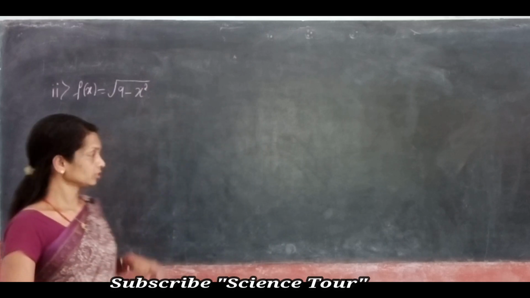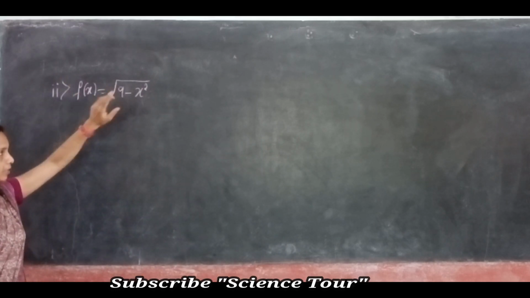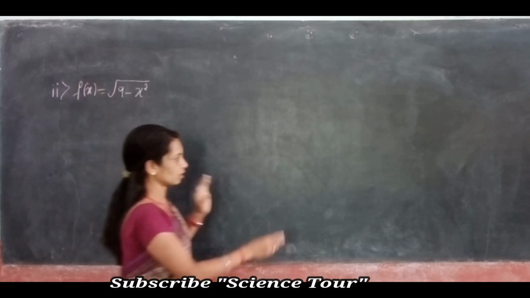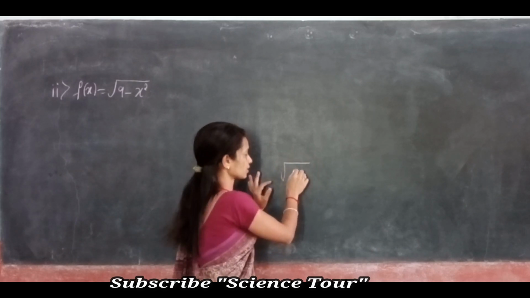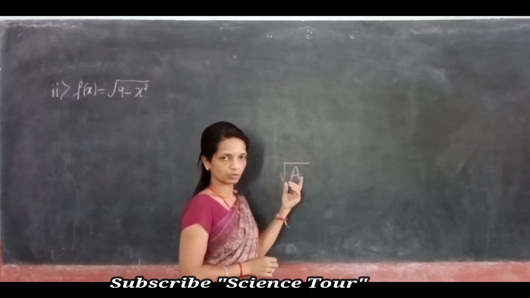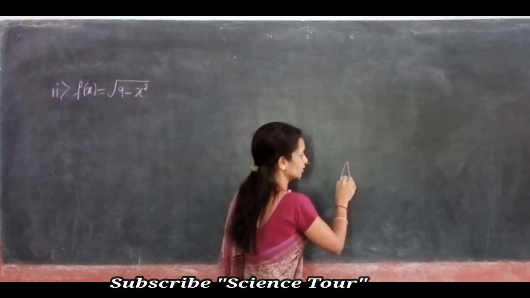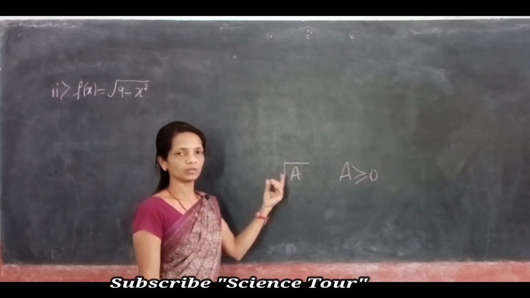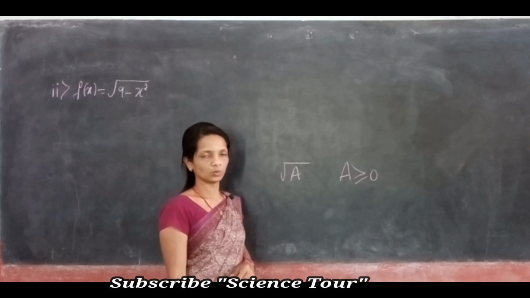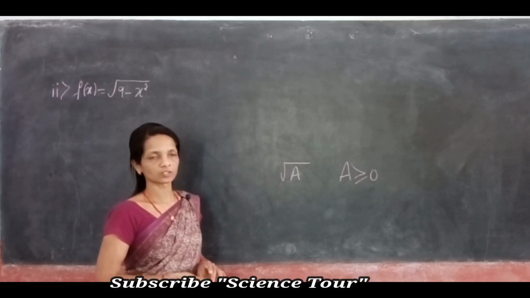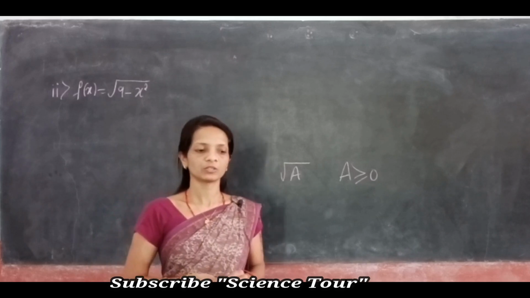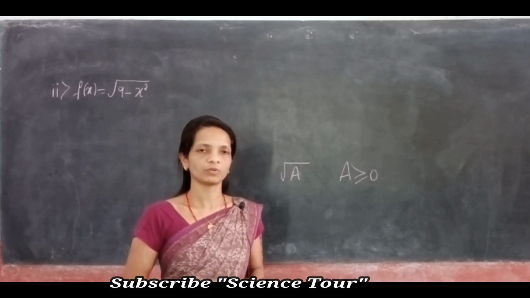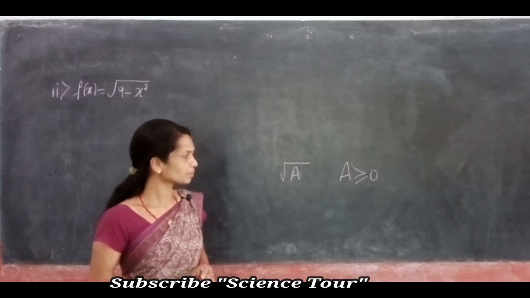Next, the second function is f of x equal to square root of 9 minus x square. For this, you have to find the domain and range. If you have a square root of something, I will take that something as a. Then always that something should be greater than or equal to 0 inside the square root. Then only you have a real function. Real function means the domain and range of that function should be either the set of real numbers or a subset of real numbers.